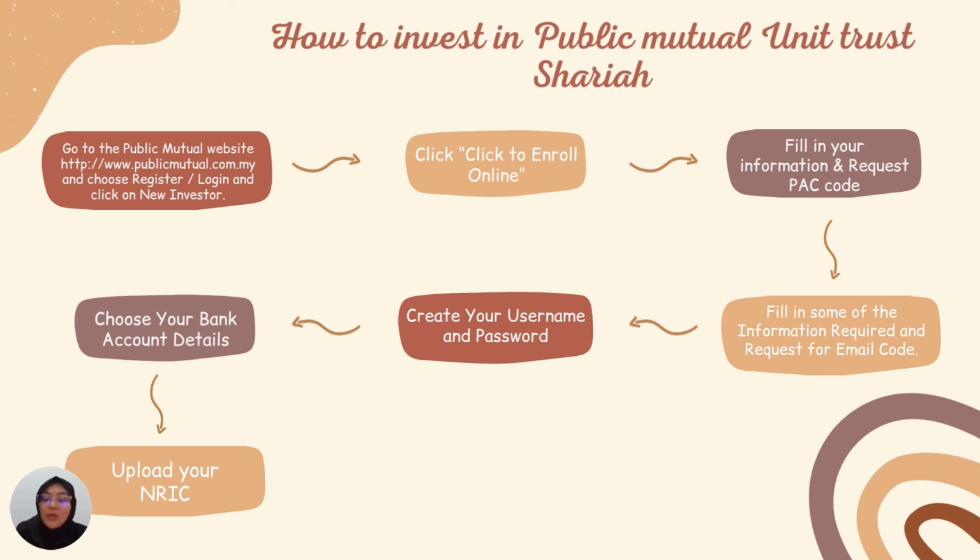The next step is you have to fill in some of the information required and request for email code. In this section, you have to key in more details about yourself, such as your name, your address, your financial profile, your company details, and so on. Then you have to create your username and your password. As usual, for your password, you have to have at least 8 characters, including caps, symbols, and numbers. After that, you have to choose your bank and key in all of the information of your bank. And the last step is you have to upload your NRIC.